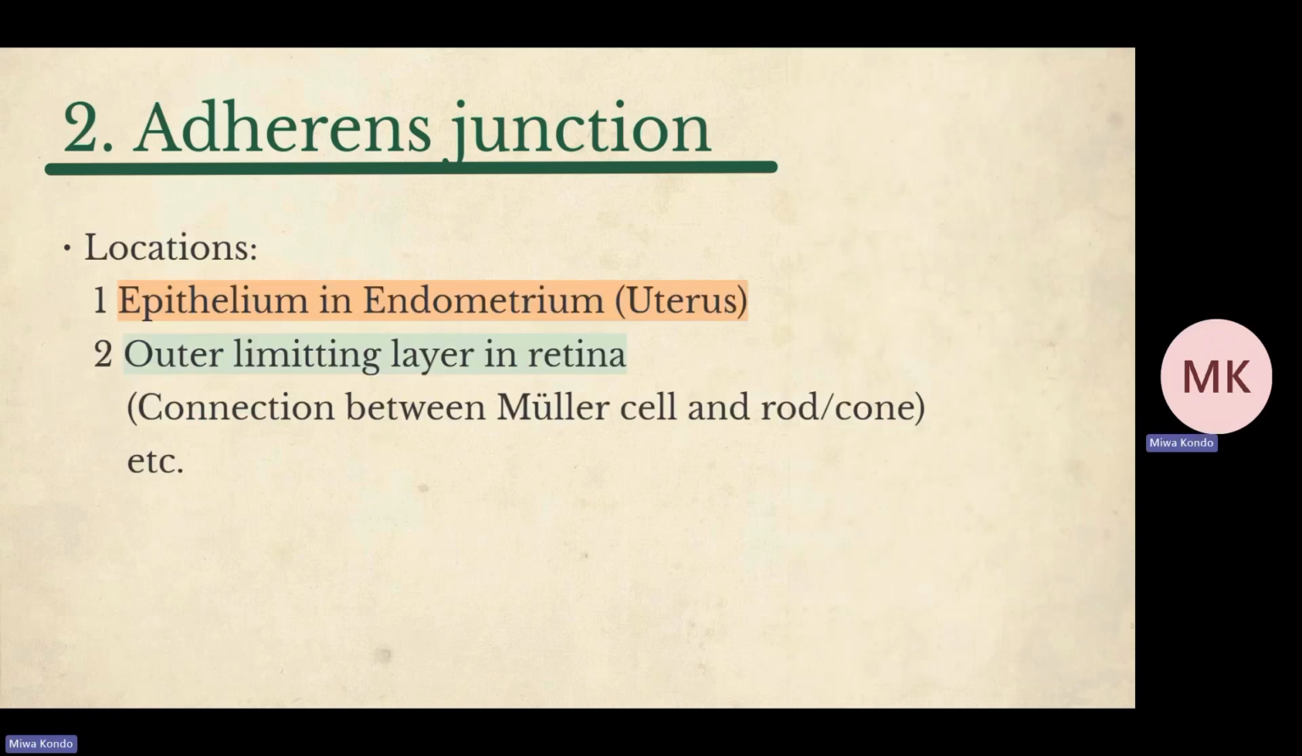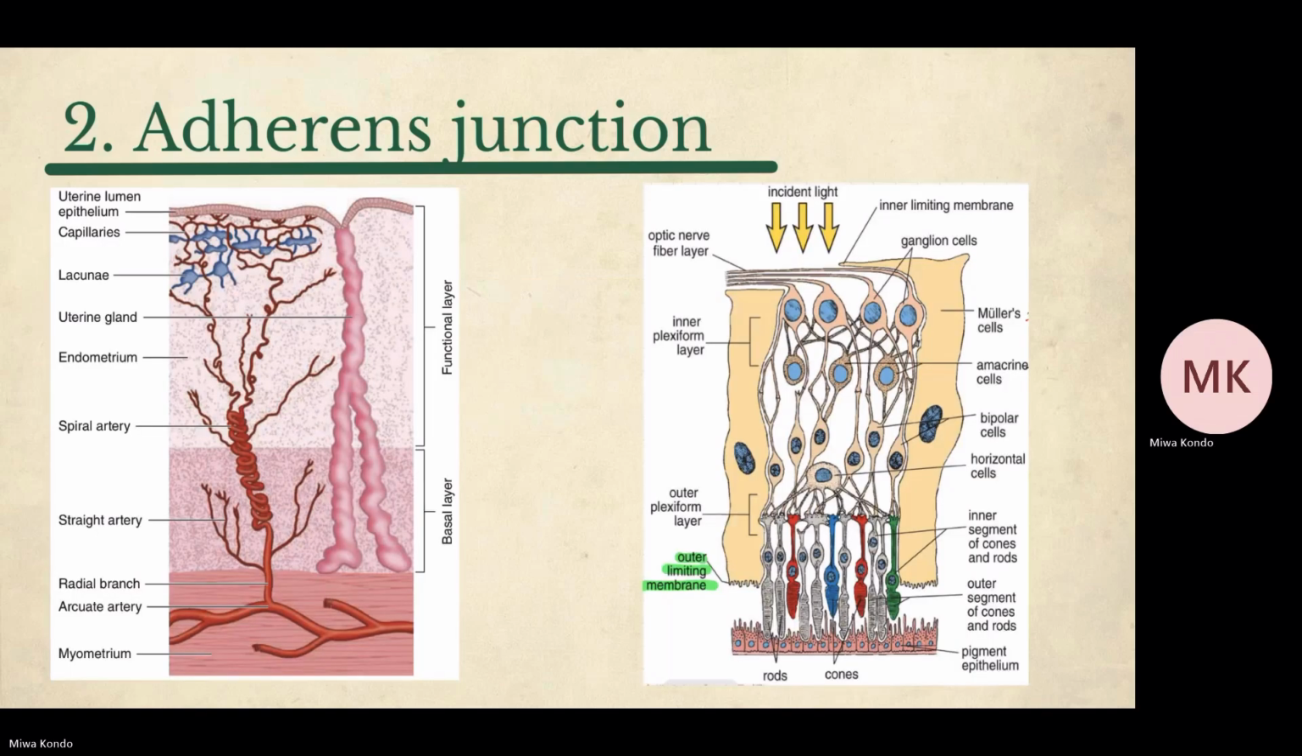Where are adherens junctions found? Examples include the epithelia of the endometrium in the uterus and the outer limiting layer in the retina. The left scheme represents the endometrium and the right one, the retina. In the endometrium, they allow for the invasion of the blastocysts during implantation.